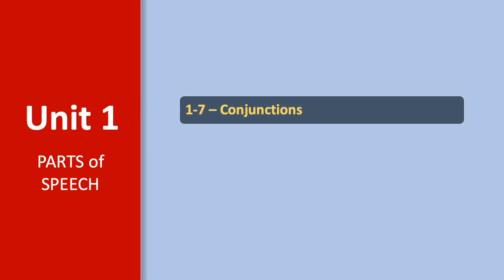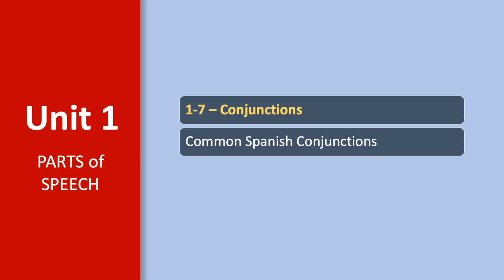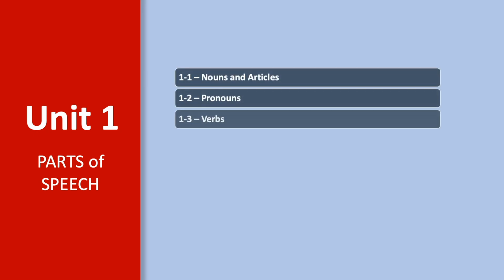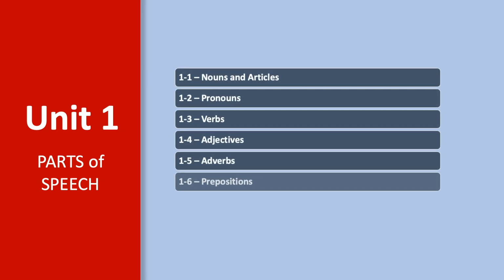The final lesson of Unit 1 covers conjunctions. We have some common conjunctions in Spanish and subordinating conjunctions. And that sums up the topics that will be covered under Unit 1.